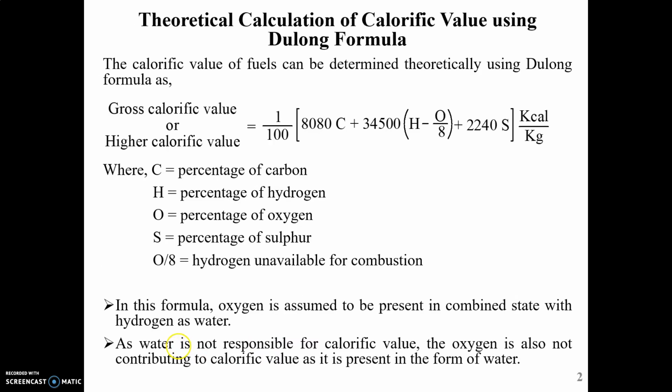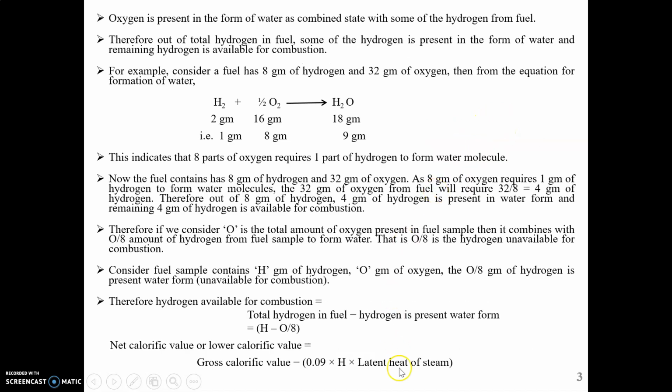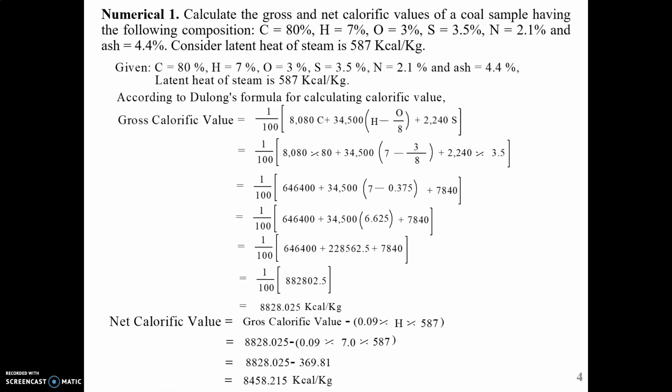That means to calculate the gross calorific value of a chemical fuel using Dulong's formula, we must know the percentage of carbon, percentage of hydrogen, percentage of oxygen, percentage of sulfur, and the latent heat of steam. Now we will consider some examples for better clarification.